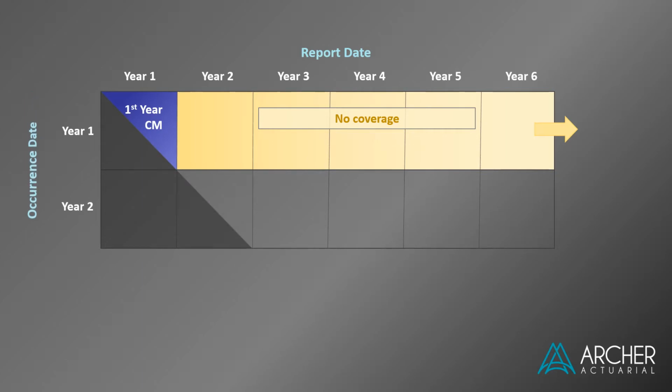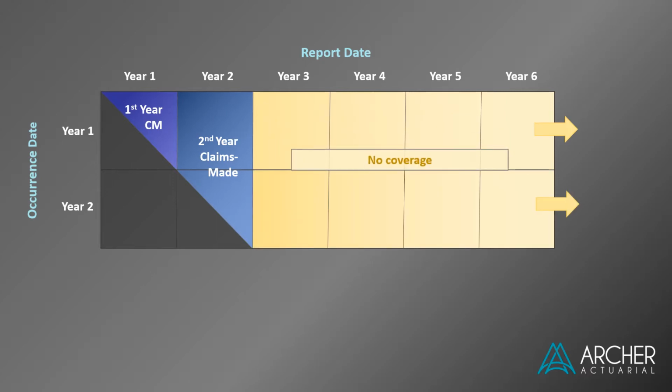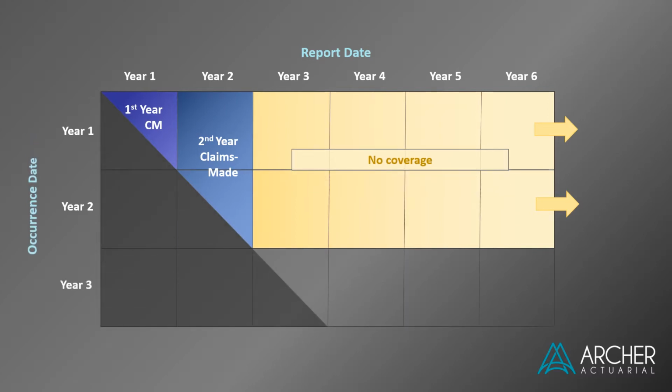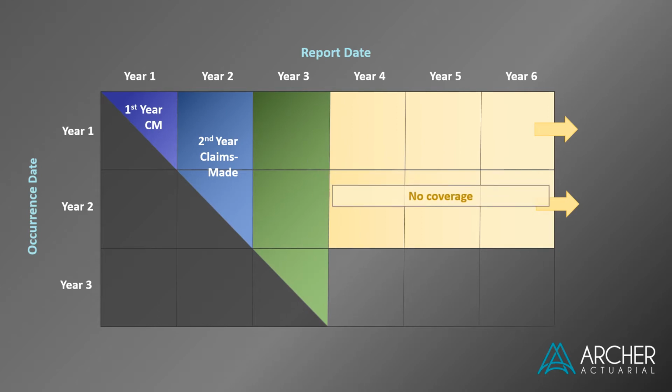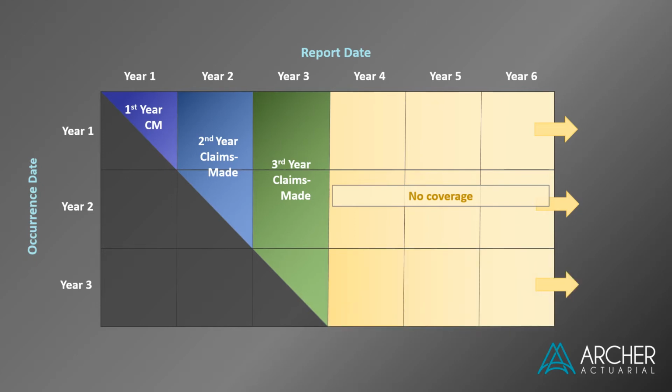In year 2, let's assume the company again purchases claims-made coverage. A second-year claims-made policy would cover any claims that occurred in year 1 or year 2 that are reported in year 2. There would be no coverage provided to any claims that are reported after year 2. The updated yellow region now represents the tail liability related to a second-year claims-made policy. In year 3, the company again purchases claims-made coverage. The third-year claims-made policy would cover any claims that occurred in years 1, 2, or 3 that are reported in year 3. Similar to before, the yellow region is updated to represent the tail liability related to a third-year claims-made policy.